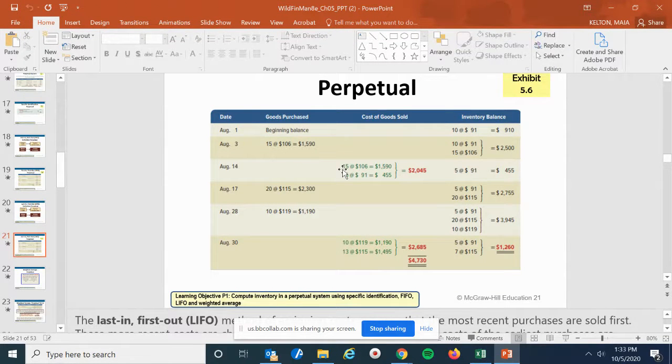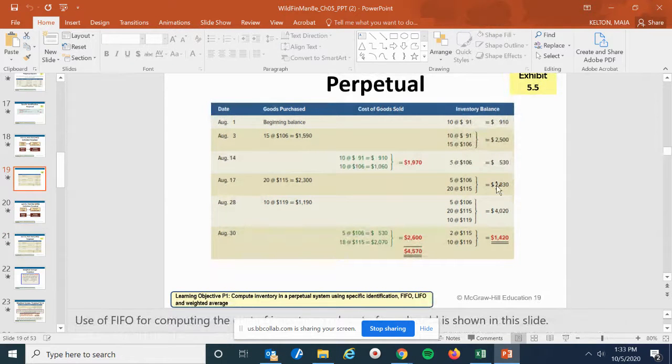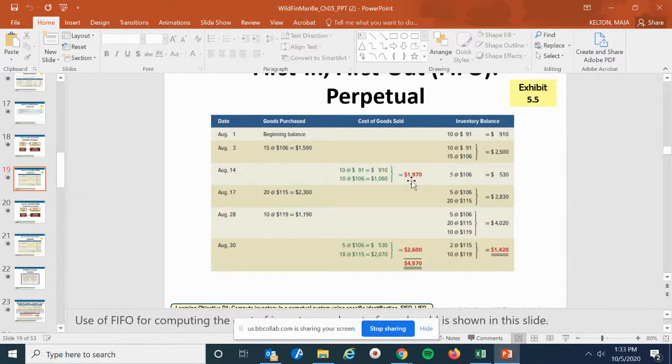If I make the assumption that I sold the latest units first, I'll have 15 units at $106 and 5 units at $91. So remember this number, $2,045 cost of goods sold. I'm going to scroll up a bit, slide 19. Here's the same slide. Look at the difference in cost of goods sold. Changing the assumption gives us a different answer.